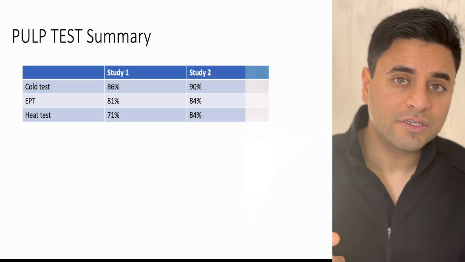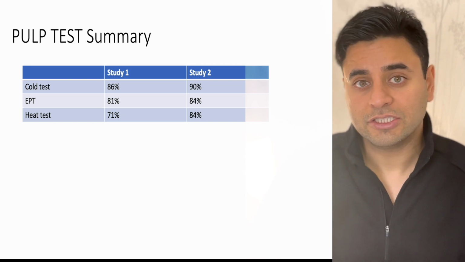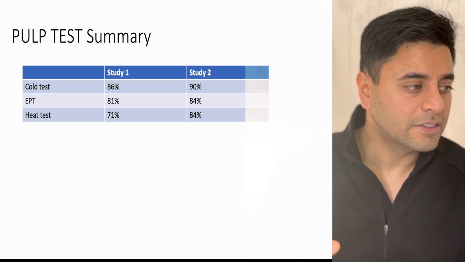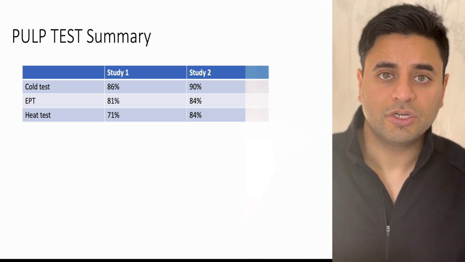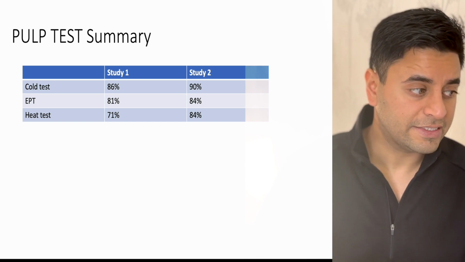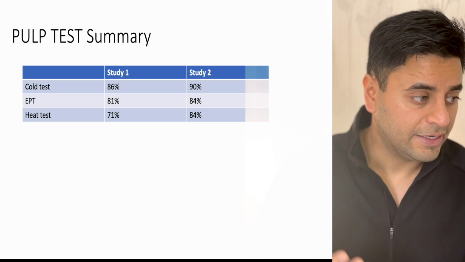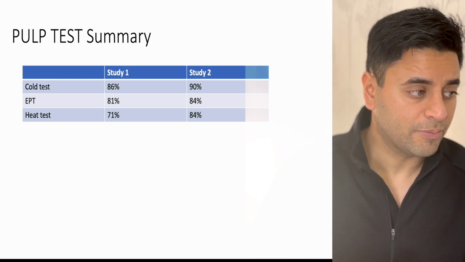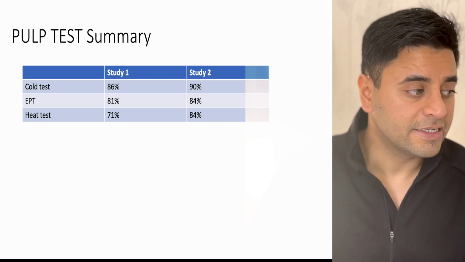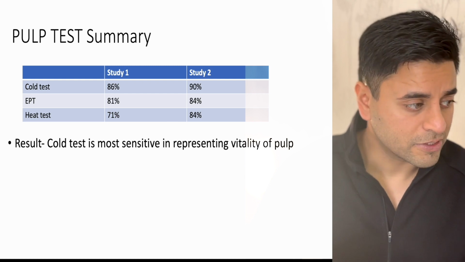So I have two studies. One comes from my university and one comes from another institute that I joined to prepare for the exam. They both have a similar conclusion, but the study was done to differentiate between cold test, EPT, and heat test. The first study says that 86% of the time, cold test was successful, and heat test was the least successful at 71% when it comes to efficacy and accuracy of the test. The second study says cold test is accurate 90% of the time, while heat test is accurate 84% of the time.